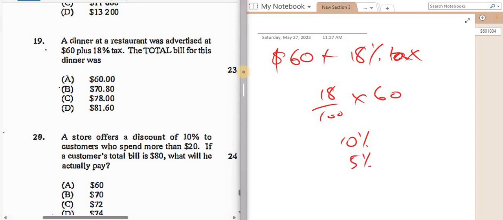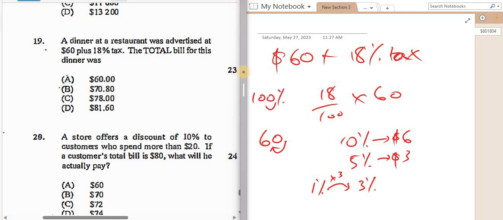You can find 1% and then multiply 1% by 3 to get 3%. So let's try. What's 10% of 60? Move the point how many places to the left? 1 place to the left. 6. If 10% is 6, what is 5%? 3, which is half, isn't it? Okay, what's 1%? How many places to the left do you have to move? Let's look at 100%. To get 10%, we move 1 place to the left, right? To get 1%, we move 2 places, correct?